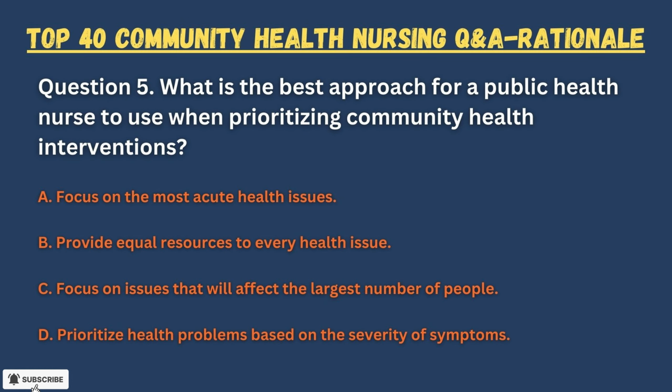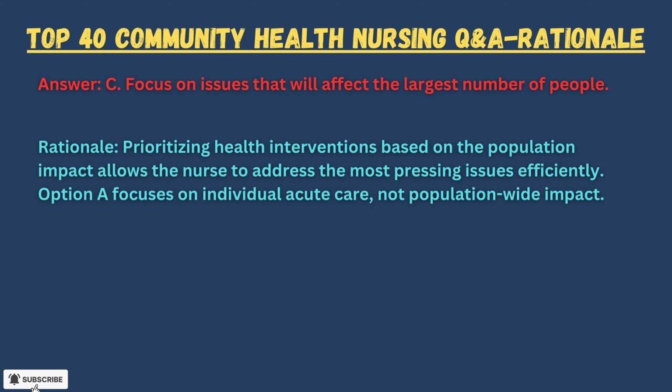Question 5. What is the best approach for a public health nurse to use when prioritizing community health interventions? A. Focus on the most acute health issues. B. Provide equal resources to every health issue. C. Focus on issues that will affect the largest number of people. D. Prioritize health problems based on the severity of symptoms. Answer. C. Focus on issues that will affect the largest number of people.